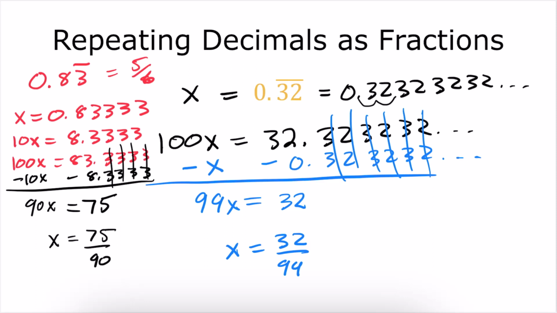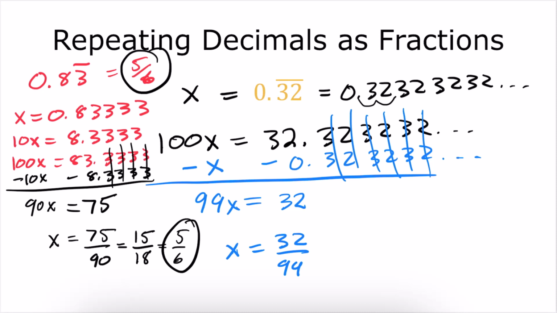And then 75 and 90 are both divisible by 5. So if I do 75 divided by 5, that would be 15. 90 divided by 5 is 18. Both of those are divisible by 3. And that would give me 5 over 6, which is the fraction that we found it was equal to on the last slide.